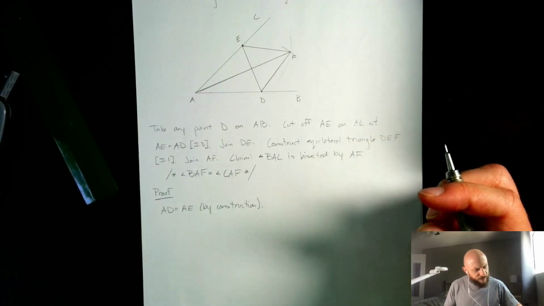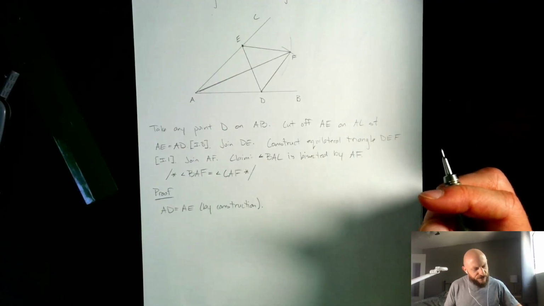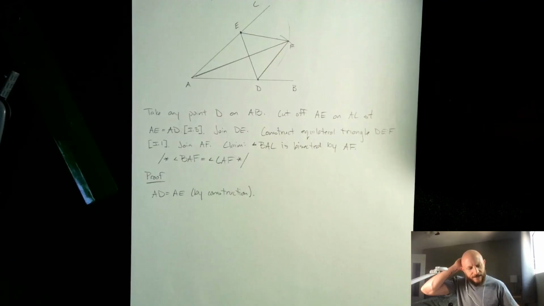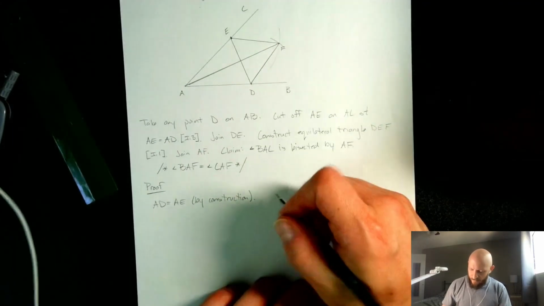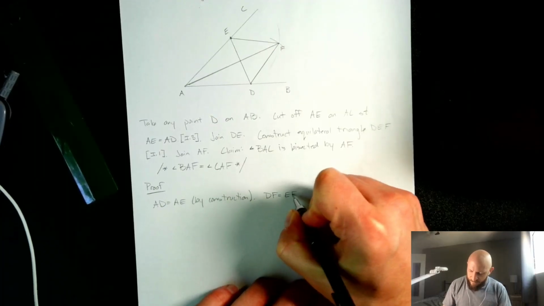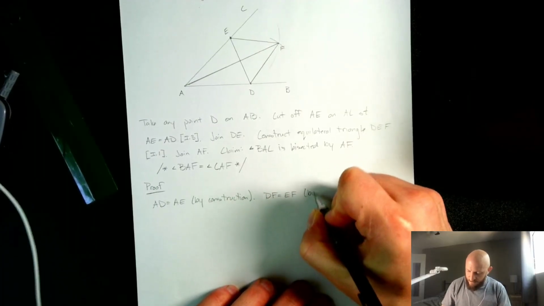And let's see, so we're trying to use proposition 8, side, side, side. I'm just trying to figure out the best way to put all of this together so it looks nice and clean and it's not strangely worded. And the base DF is equal to the base EF. So let's write that. DF equals EF. And this is again by construction.